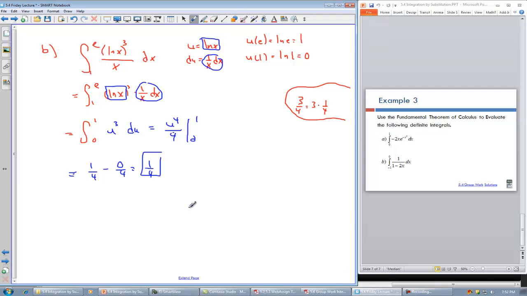Now you should have enough to do the next homework assignment, integration by substitution, part 2.